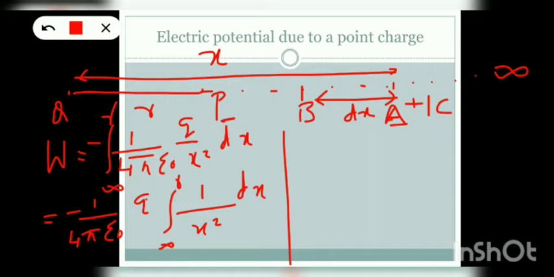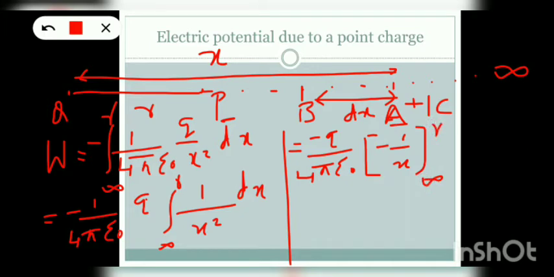Integral 1 by x square is minus 1 by x. So you will get minus q by 4 pi epsilon naught into minus 1 by x, then apply the limits infinity to r, which equals minus into minus, plus q by 4 pi epsilon naught, then apply the limit. When you apply the limit, first you must apply the upper limit. Which is the upper limit? r is the upper limit. So instead of x, substitute r.